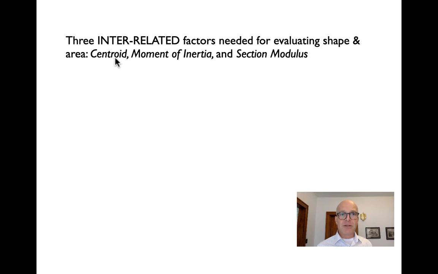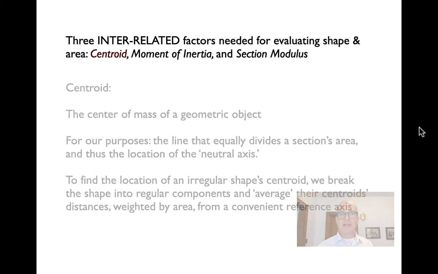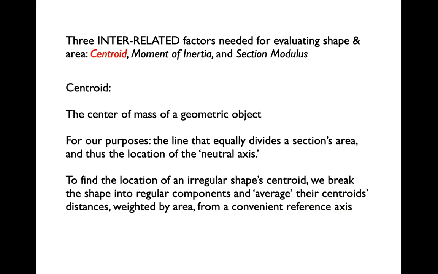The 3 of them are centroid, which is basically finding the middle of a shape, the neutral axis of a shape. This transitional one, moment of inertia, is an initial measurement of how far our area is on average from that centroid. And then finally, section modulus, a more useful figure that we can actually use to reliably calculate a shape in bending. So to begin with, centroid is basically our neutral axis.